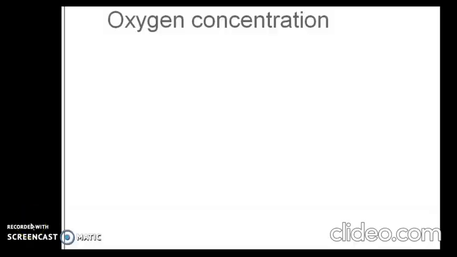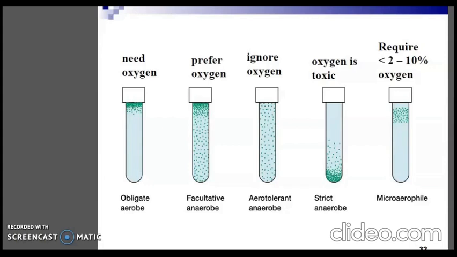The next factor affecting microbial growth is the oxygen concentration. Different microorganisms have different oxygen requirements. Based on the oxygen requirement, the microorganism can be classified as obligate aerobe, facultative anaerobe, aerotolerant anaerobe, strict anaerobe, and microaerophiles.